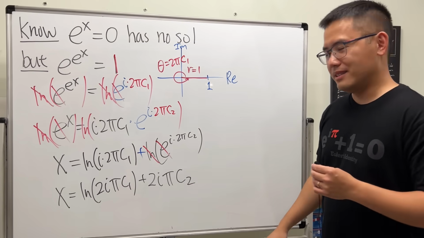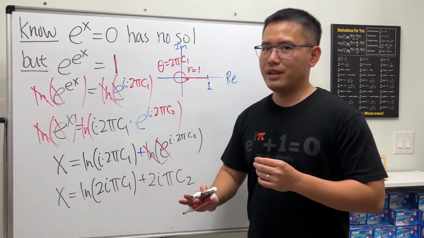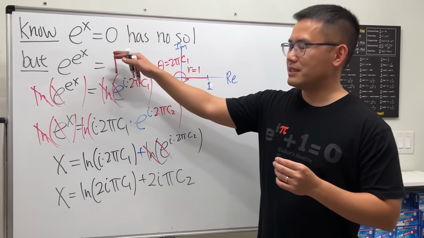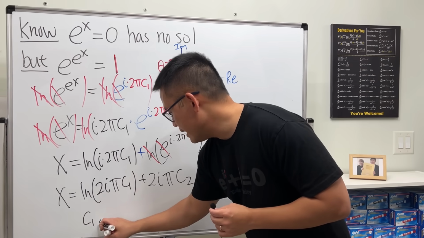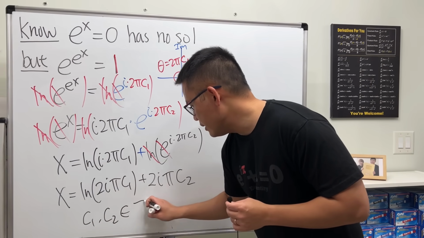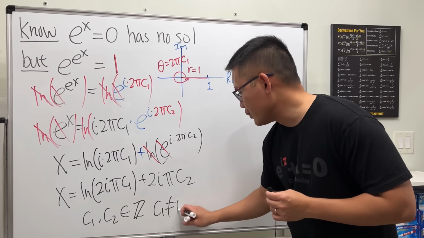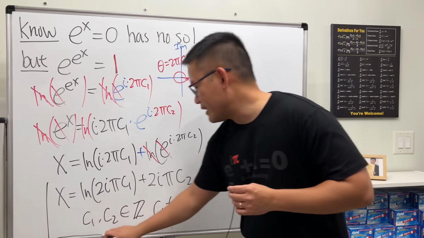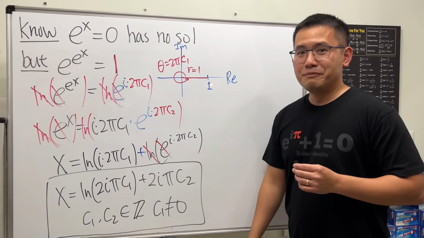Here are some conditions. First off, we have c1 inside of the natural log. c1 cannot be equal to 0. Otherwise, ln 0 is never defined, right? So we'll say c1 and c2 are integers with the extra condition that c1 is not equal to 0. And that's the solution that Wolfram Alpha gives us. Do you guys agree?